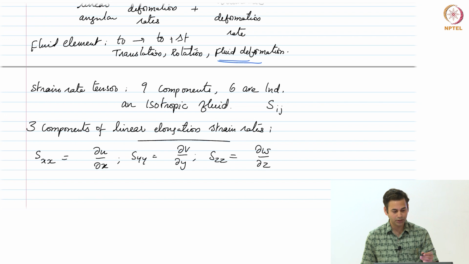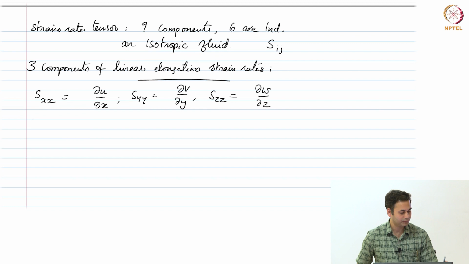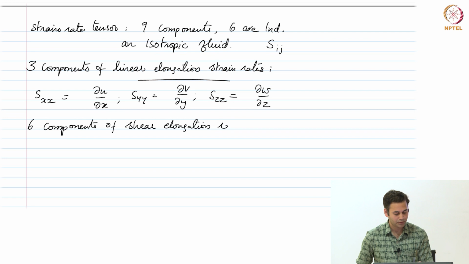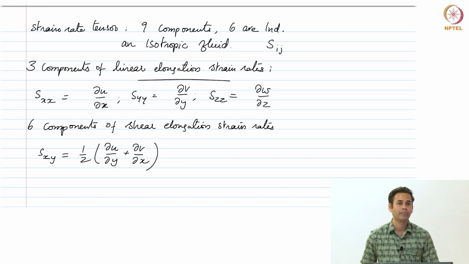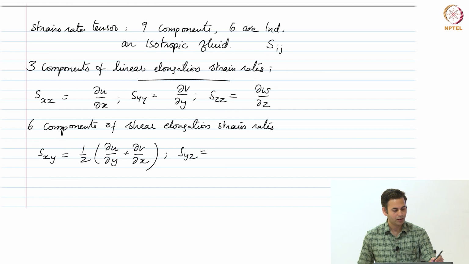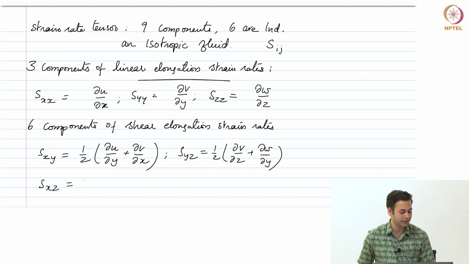And when it comes to the 6 components of shear strain rates, so these are the angular deformation rates. So that is S sub xy equals half of partial u partial y plus partial v partial x, okay. Now you see that if you have S sub xx, how do you get partial u partial x? You have 2 of them summing up to 1, okay. So there is no 2 in there as I wrote before. Similarly, S sub yz would be equal to half of partial v partial z plus partial w partial y, okay. Similarly, S sub xz would be equal to half of partial u partial z plus partial w partial x, okay.